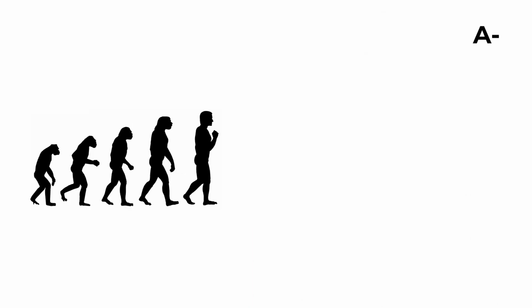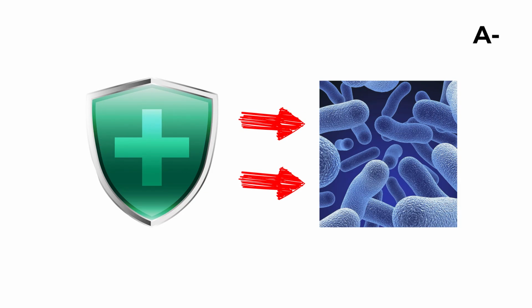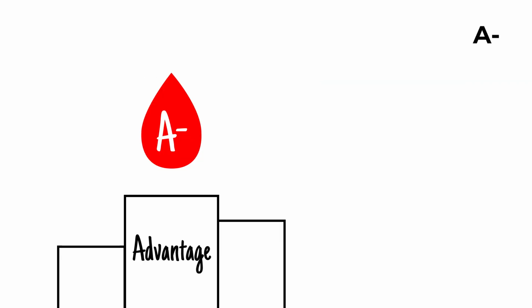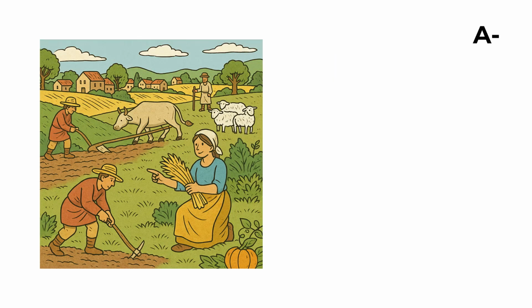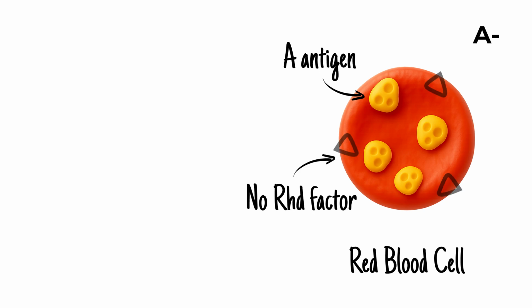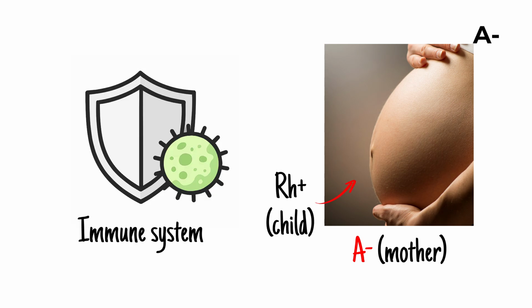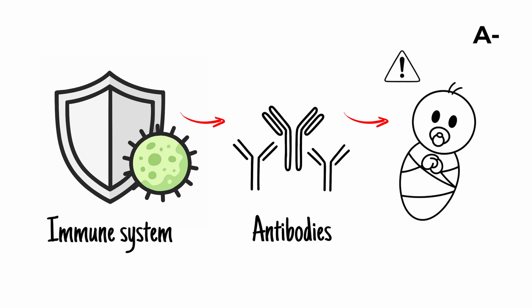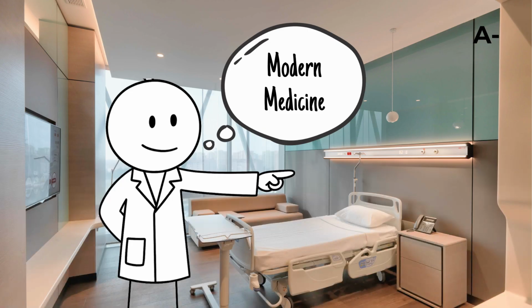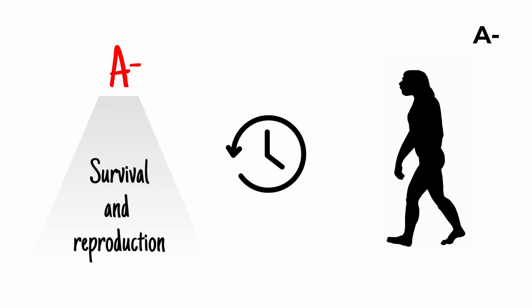From an evolutionary standpoint, the A antigen has been linked to stronger immune defenses against bacterial infections, offering an advantage in early farming societies where close living conditions increased exposure to disease. However, the absence of the RhD factor creates complications during pregnancy. If an A-negative mother carries an Rh-positive baby, her immune system may produce antibodies that can harm the child's red blood cells. Modern medicine manages this with preventive treatment, but in earlier times, it likely affected survival and reproduction.